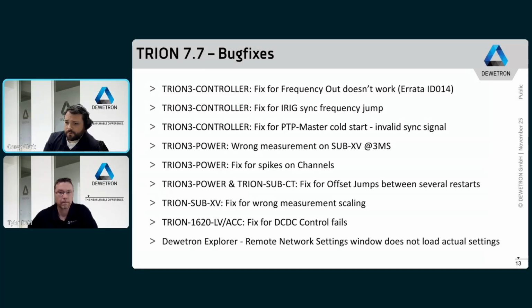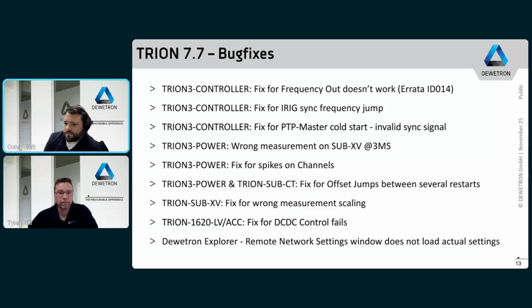For the TRION3 power boards, on our SUB-XV modules, which are our auto-ranging 600-volt RMS submodules, there were wrong readings at 3 megasamples. Another fix for the power board was that there were some spikes seen on some channels, and that was a firmware fix. And for the power and SUB CT, there was an offset jump that was occurring when you'd restart the system a couple times, and that's been fixed as well.